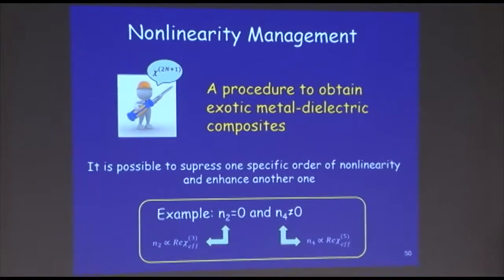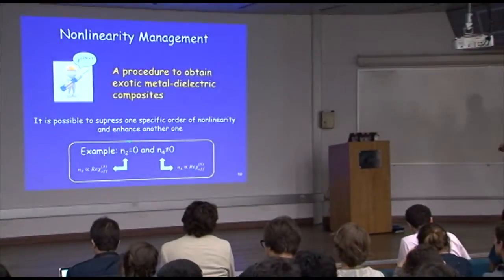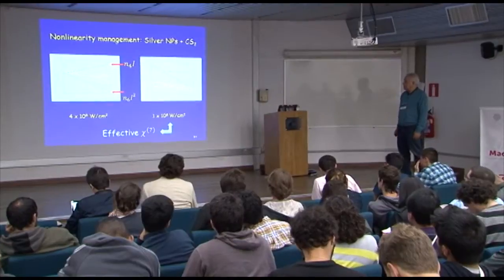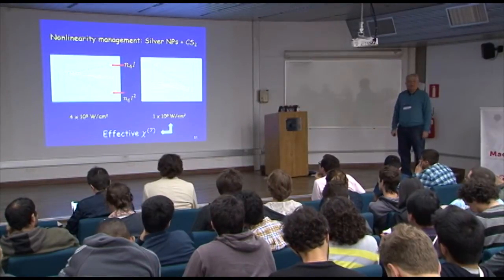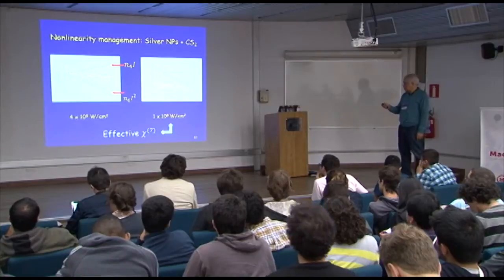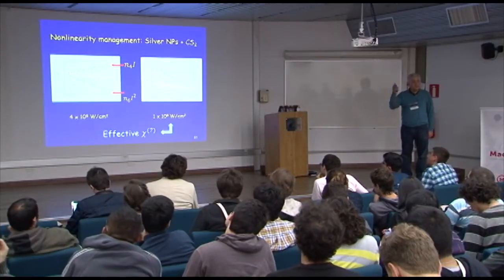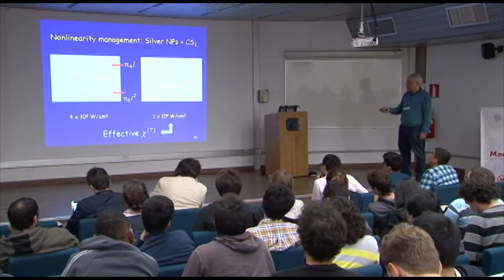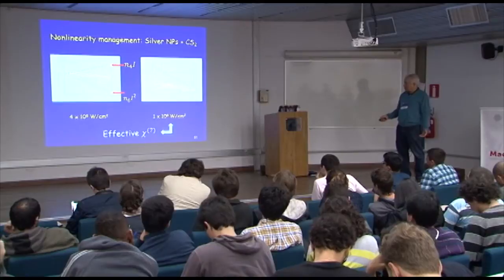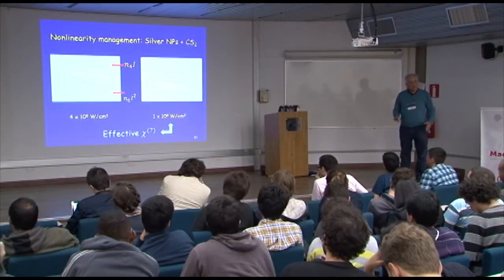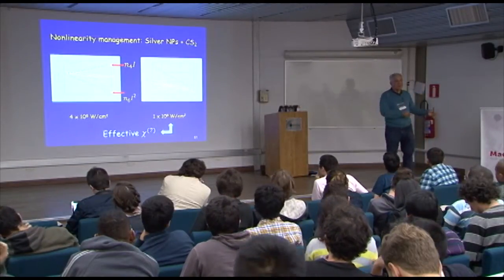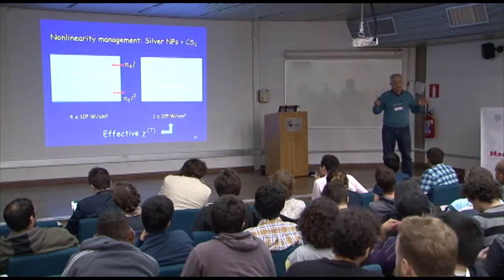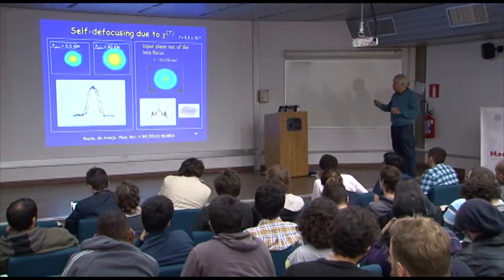And as I showed before, I may have this kind of material with N2 equal to 0, N4 different from 0. I can even have N2, N4 equal to 0, and N6 due to chi7 different from 0. That's what I'm showing here. So I can have a material which has chi7 different from 0 and the other contributions equal to 0. No violation of the expansion. Okay? Everything very well behaved.